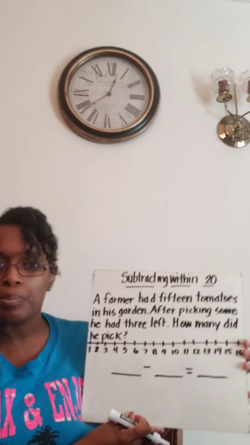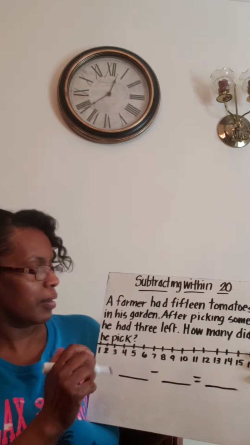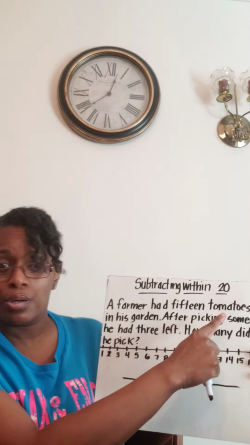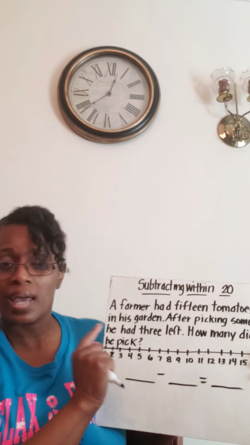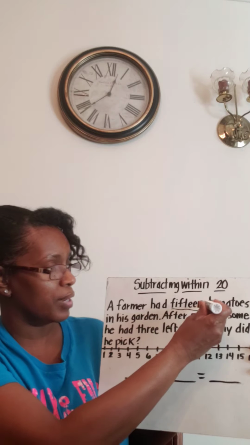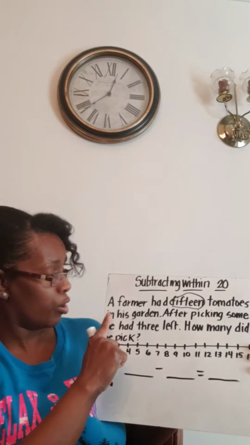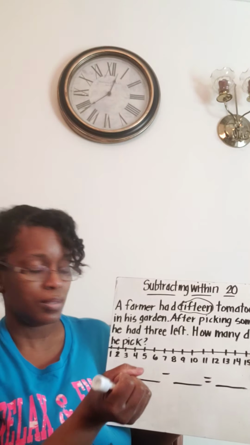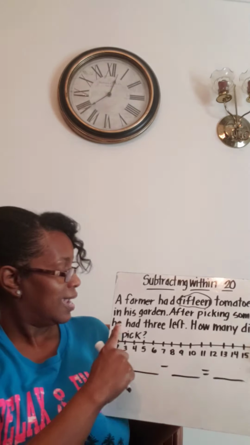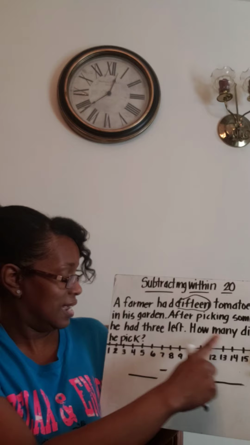And here's another problem. This is going to be a little bit different, so let's think about it. A farmer had 15 tomatoes in his garden. How many tomatoes did he have? Yep, he had 15. So I'm going to go ahead and circle that 15. He had 15 tomatoes in his garden. That's what he started out with. After picking some, he had 3 left. How many did he pick?